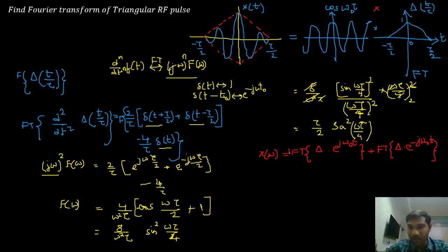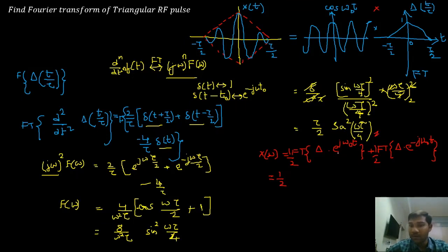I can write 1 by 2 here and 1 by 2 here. Now that is equal to 1 by 2. I know the Fourier transform of the triangular function. This is my Fourier transform for the triangular function.